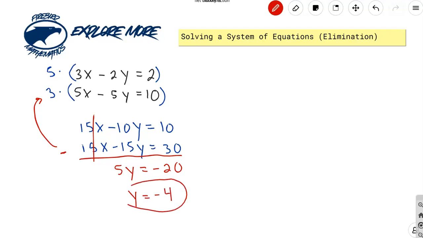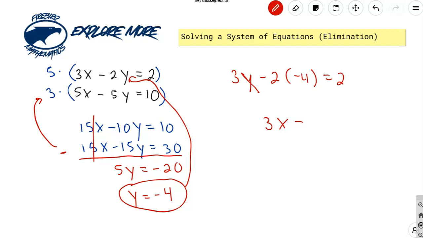So now I have the y value that will be in our solution, and then we can plug that into either of these originals. I'll plug it into the first one. So 3x minus 2 times negative 4 equals 2. 3x. So negative 2 times negative 4 is 8. So we'll do minus 8 from both sides. So 3x equals negative 6. Divided by 3, we get x equals negative 2. So the solution to this system is the point (-2, -4).